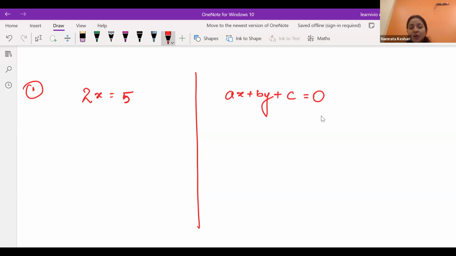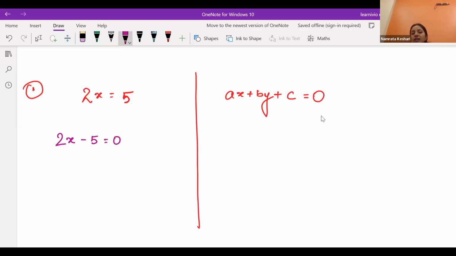Yes, ma'am. Okay, so the same thing we are going to do here. Actually, it is a linear equation in one variable, but the question says, no, I want the structure, the pattern of a linear equation in two variables. Give me the same format. So we will generate this pattern, this general form. How? We will write 2x as it is. We can take this 5 to this side.